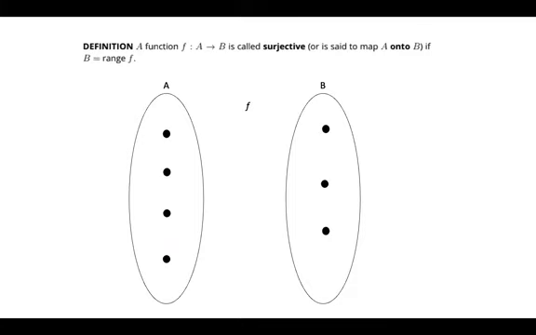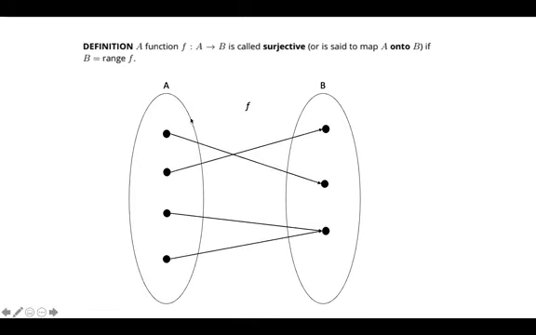Next definition is if a function f from A to B is called surjective, or is said to map A onto B, if B equals the range of f. So let's look at an example. We have two sets, A and B, and if the function maps the elements of A onto every element in B, which means that the entire codomain is used as the range, then this function is called surjective.